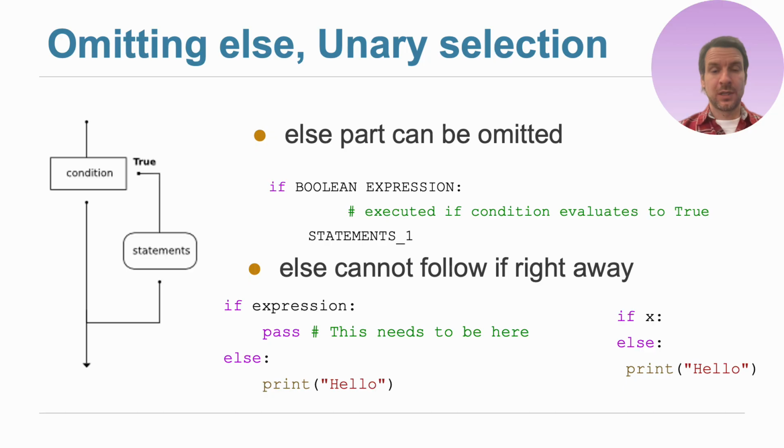But what you can do is use this keyword pass, and pass is saying don't do anything. The pass will allow you to create a block of code that doesn't do anything, but it must be there in order for Python to compile your code.